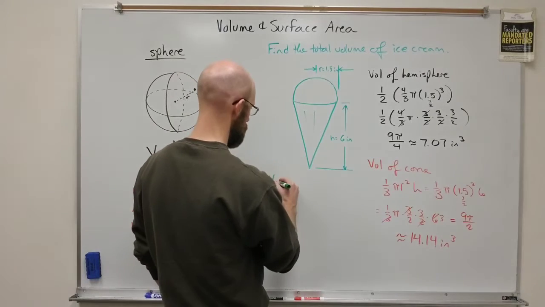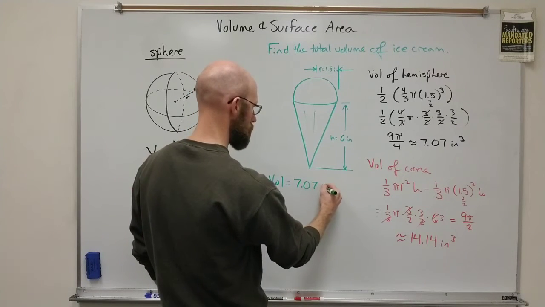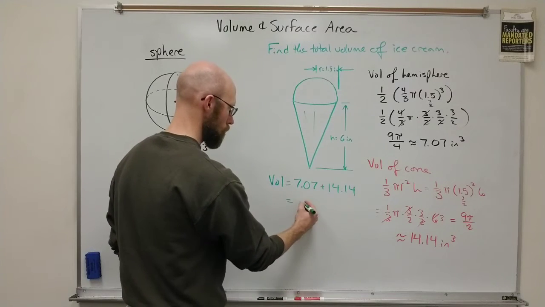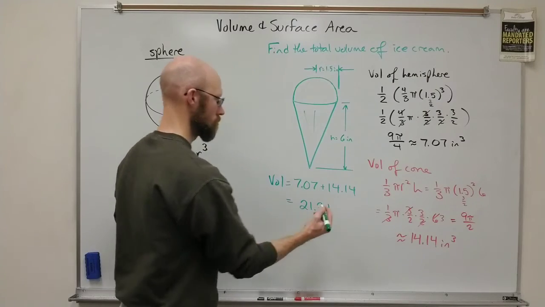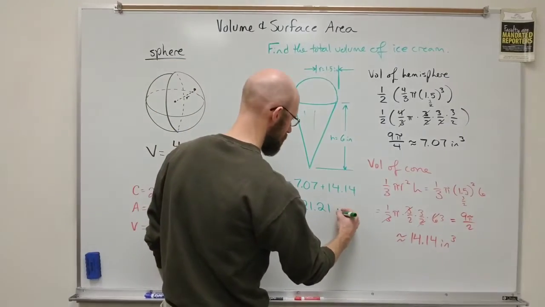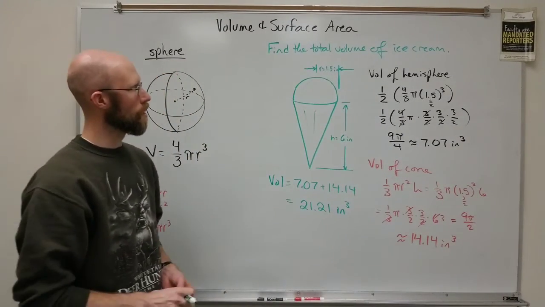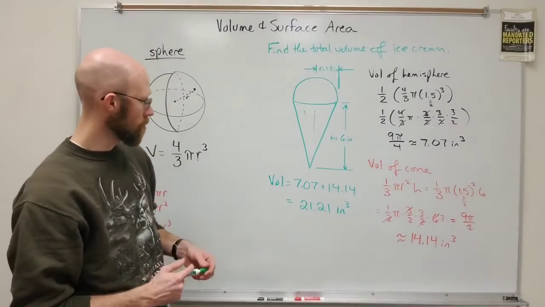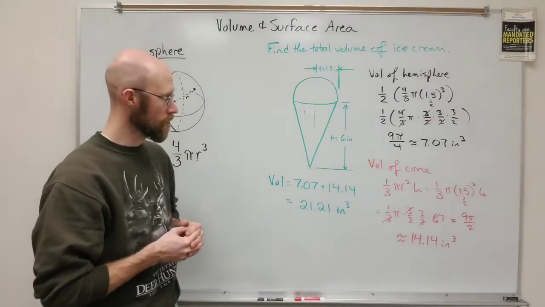So volume is equal to 7.07 plus 14.14, which would give me 21.21. Yes, 21.21 cubic inches. Okay, that's the total volume of ice cream packed into that solid there, the cone and hemisphere combination.